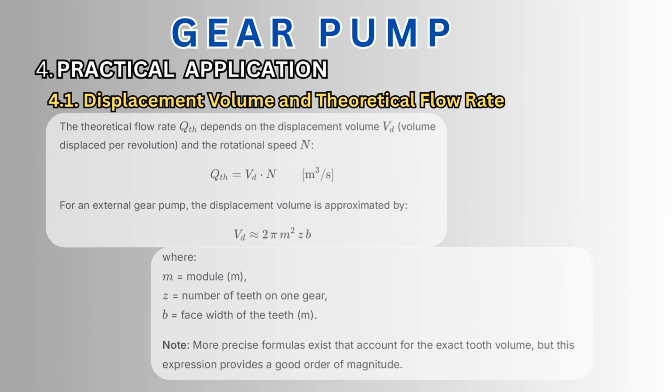To calculate the pump displacement and flow rate, the following formulas can be used, the first for volumetric flow rate and the second an approximate formula for the displacement. As you can see, the two characteristics to be determined depend on the module, the number of teeth, the width, and the rotational speed.